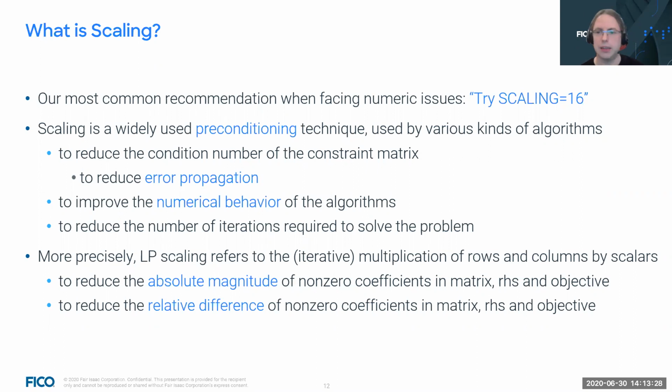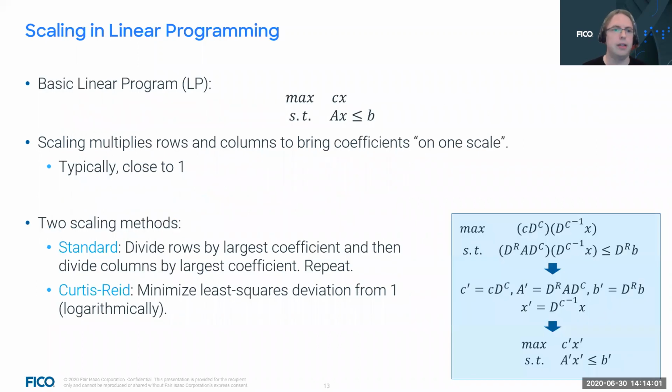I think some 50 years ago, there were the first publications by Tomlin, for example, going in this direction. And more precisely, scaling in particular refers to the iterative multiplication of rows and columns by scalars. This is where the name scaling comes from, to reduce the overall absolute magnitude of the non-zero coefficients in the matrix, the right-hand side and the objective, and to also reduce the relative difference of the non-zero coefficients. Both are valid aims here.